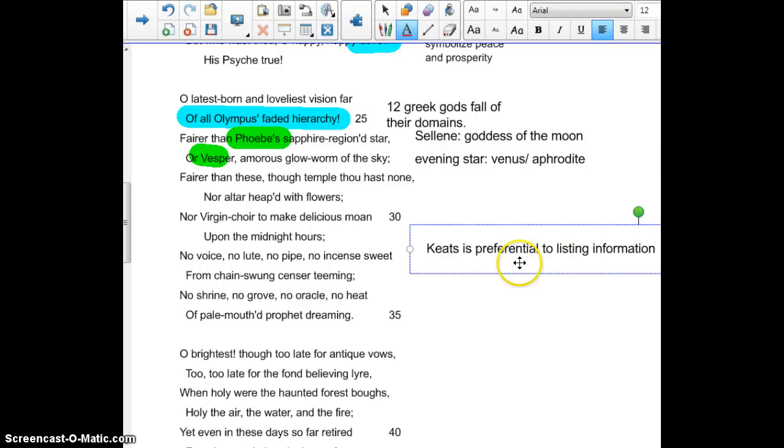And I also noticed that in this section, of all these lists and all these things, they're all items of worship. So I'm going to say that he's referring to the fact that Psyche has no one who's worshiping her. She's not loved.